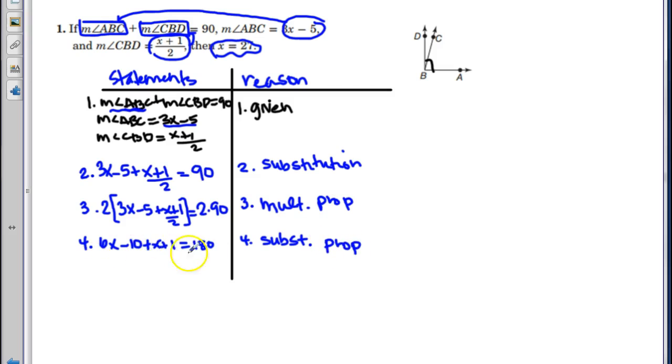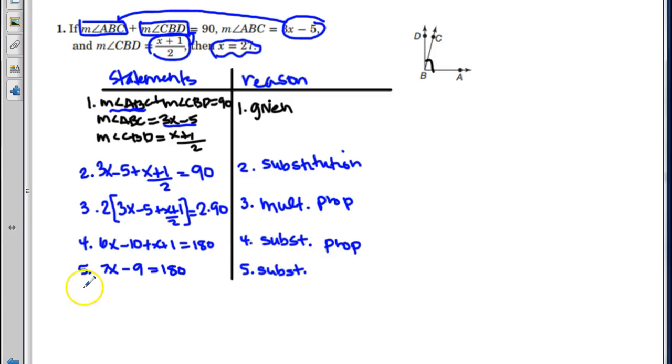We have like terms over here on the left side. We have 6x minus 10 plus x plus 1 equals 180. So let's put our x's together. That would give us 7x. And negative 10 and 1 would give us negative 9 equals 180. The cleanup process, or replacement, is also substitution. So we have cleaned up the left side and replaced it, substitution.